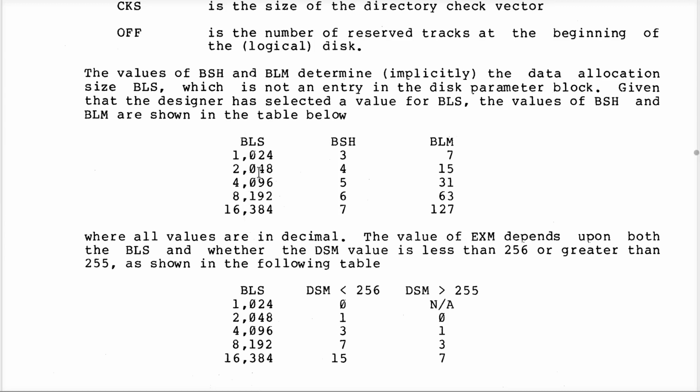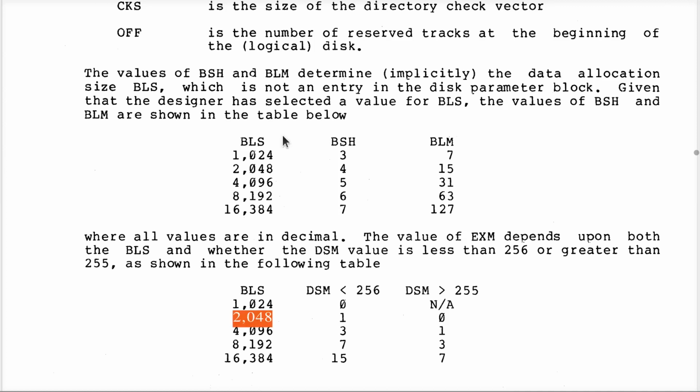Depending on what we choose to make our CP/M allocation block size, I'll talk more about what that is in a minute, that will dictate the values that we need to put for the BSH and the BLM. I'm highlighting this row in particular because we're going to use this for our allocation block size. If we choose this, you just simply look it up. BSH is 4, BLM is 15.